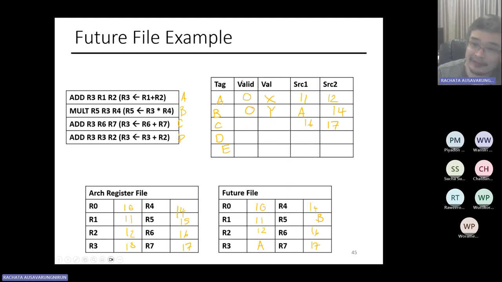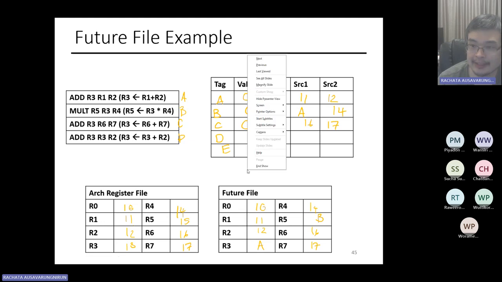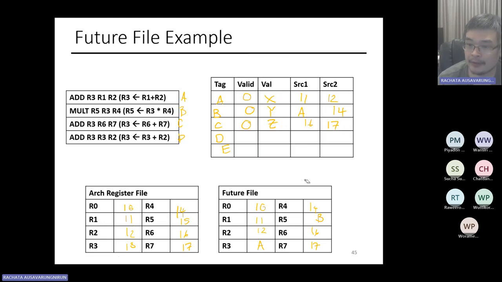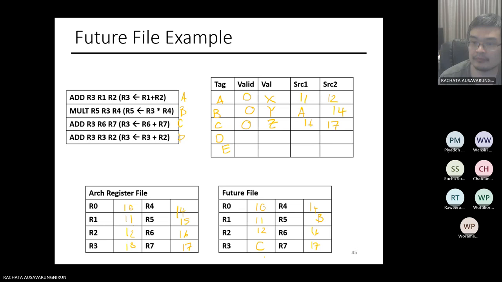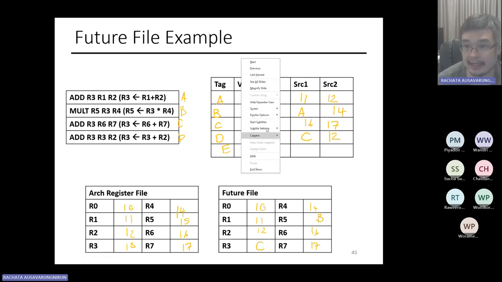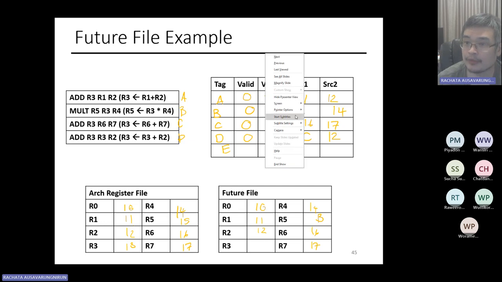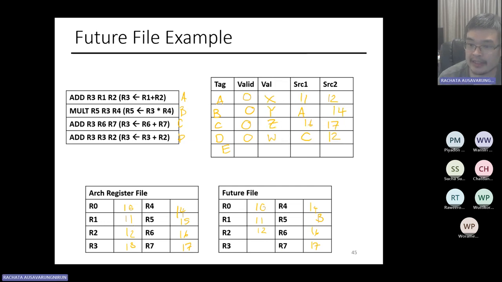So right now in the pipeline, you have instruction A and then instruction C. You're computing this, it's not valid. You wait for the data, it's modifying R3. Because you're modifying R3, you change R3 in the future file into C. Fourth instruction comes in, I need R3 and R2. R3 is now C, R2 is 12, W, not valid. And because I am updating R3, I update the future file with entry D.